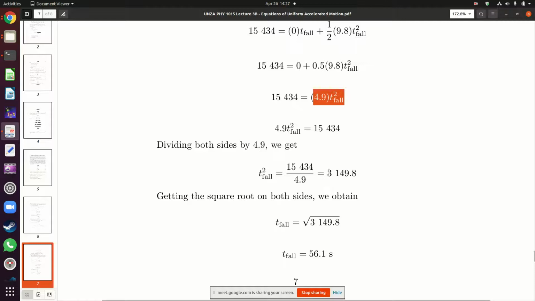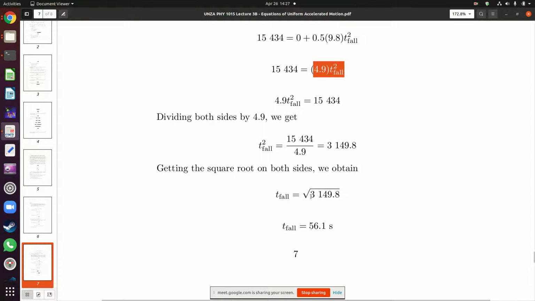That gives you 3,149.8. Then you take the square root on both sides, so you end up with T fall equals the square root of 3,149.8, and that gives you a T fall which equals 56.1 seconds.